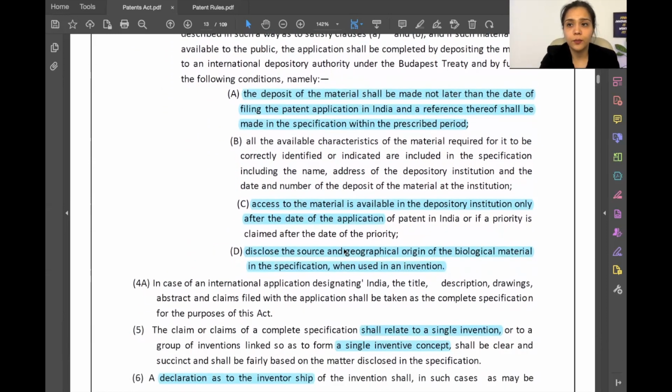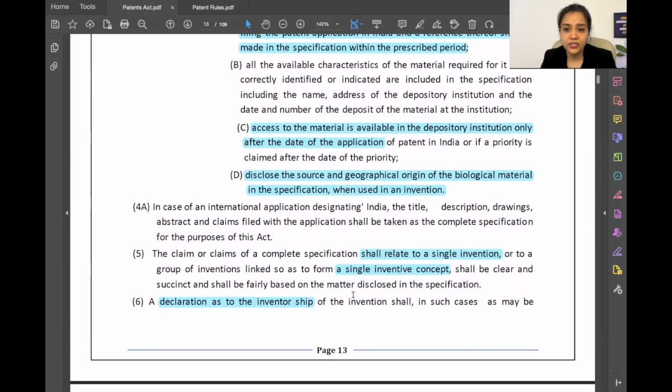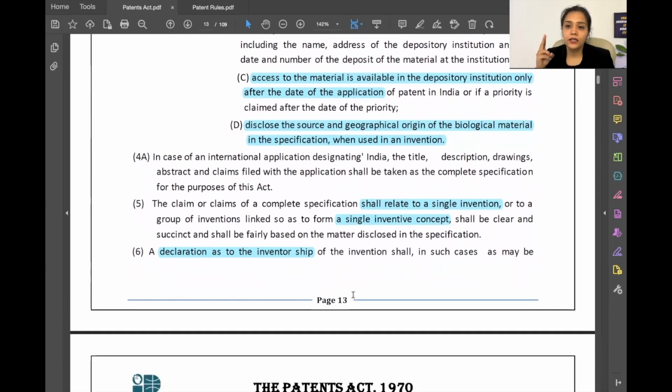Next we have subclause 4A, which says in case of an international application designating India, title, description, drawings, abstract, claims filed with the application shall be taken as complete specification for the purpose of this act. So in your international application, whatever is mentioned will be taken as complete specification in India.